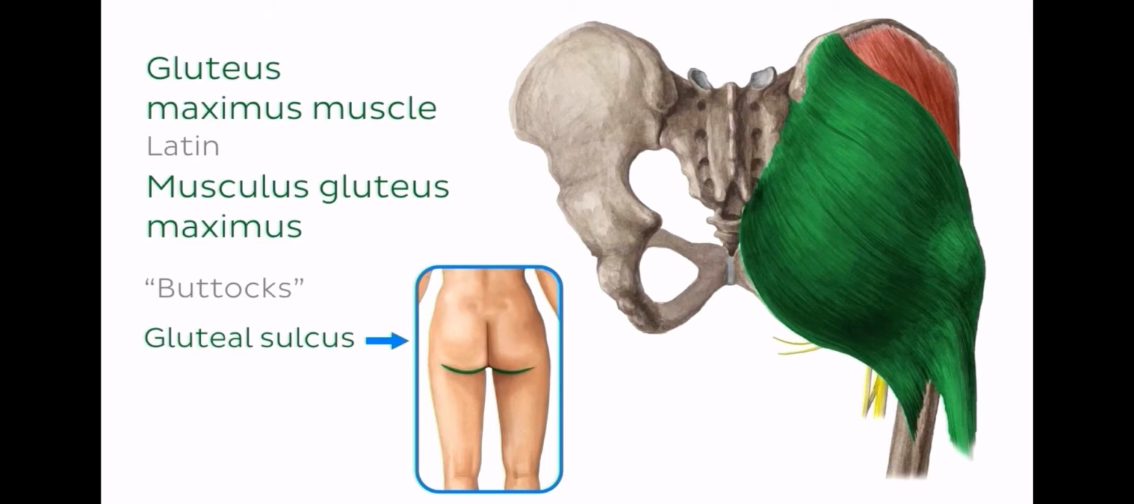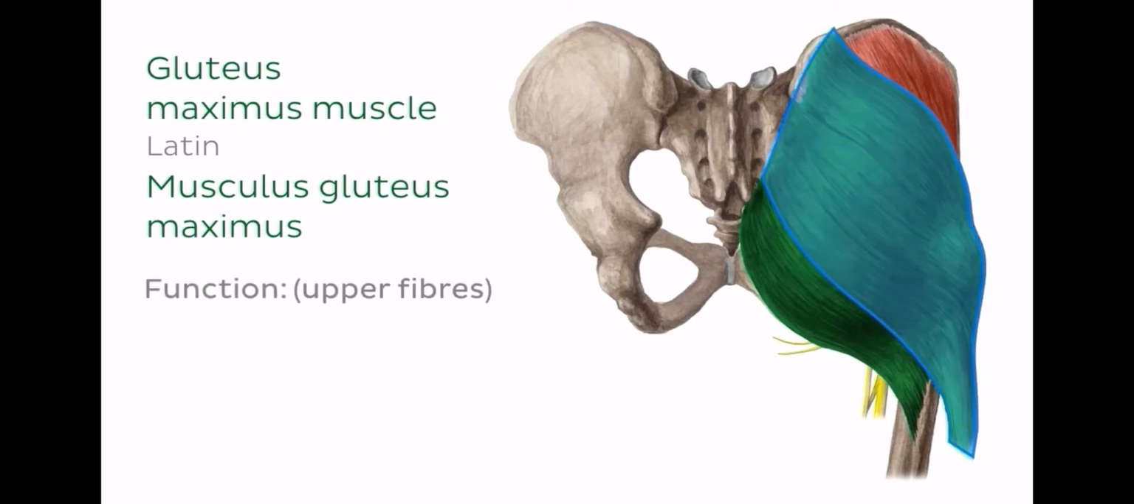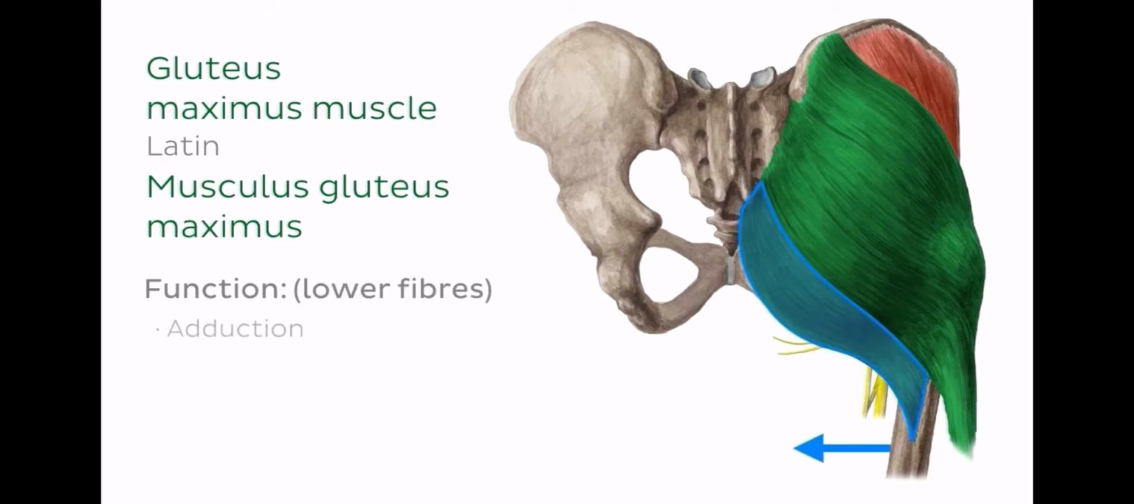In other words, it's created by the fascia and not by the muscle. Let's briefly talk about its function. As you can see, the upper fibers of the gluteus maximus muscle, when contracted, cause an abduction at the hip, whereas the lower fibers of the muscle cause adduction of the hip. And you can see the arrow pointing out the direction of adduction.